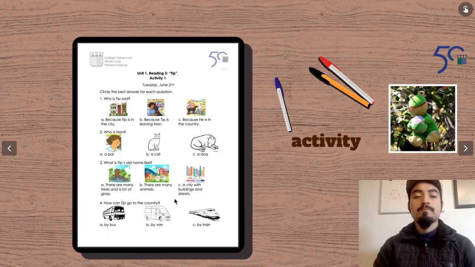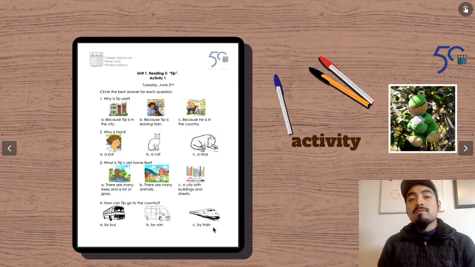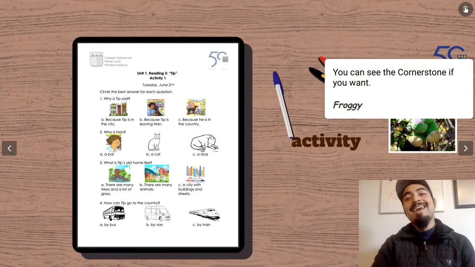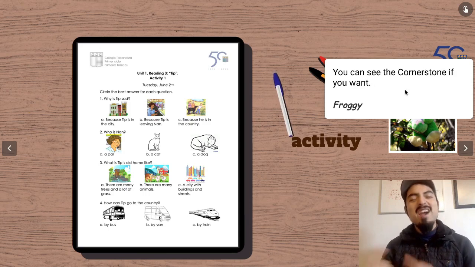Number 4. How can Tip go to the country? A. By bus. B. By van. C. By train. Okay. If you want, you can check the cornerstone to look for the answers. Froggy says, he says exactly what I said. We have the same ideas. He says, you can see the cornerstone if you want. See? We are connected.